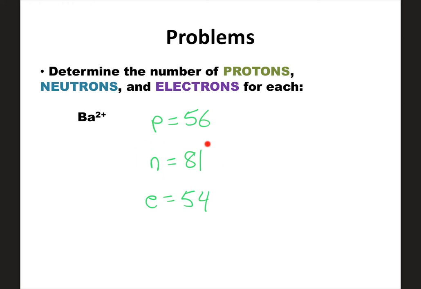Then you determine the number of neutrons the exact same way. Go to the periodic table, find barium. Round the atomic mass, so 137. That's the most common mass number here for barium. So when you do 137 minus the number of protons, 56, you get 81 neutrons.